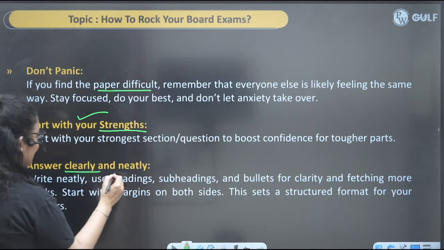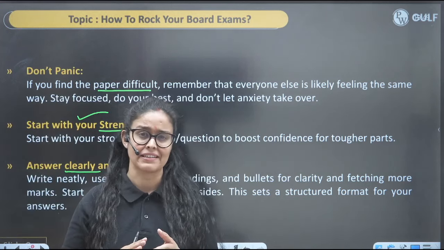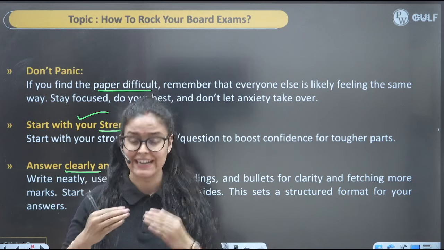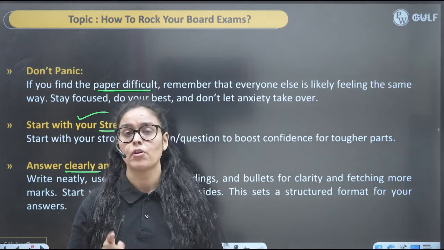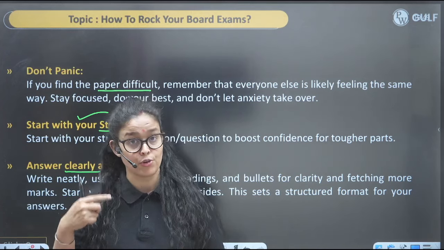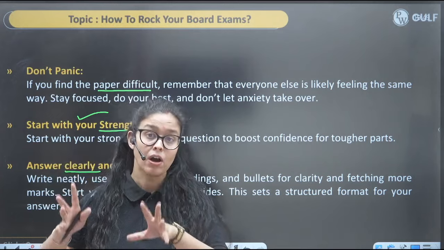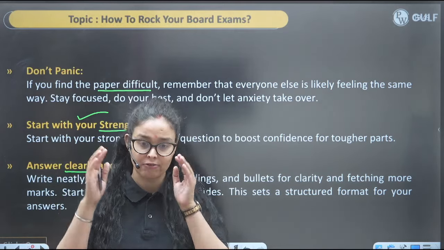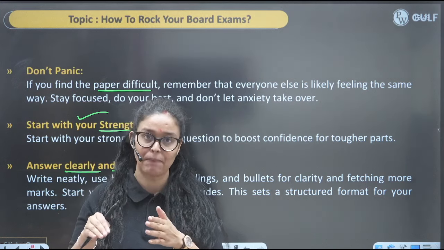Next, answer clearly and neatly. So bacha, please make sure that if you have bad handwriting, don't worry, just write your answer very, very neatly, very clean, and that would be possible if you are solving mock tests before your exam. So bacha, that's why I'm emphasizing on the mock test, solving the mock papers, solving full questions, like 33 questions on the exam pattern, right?